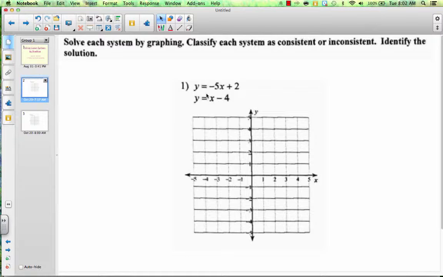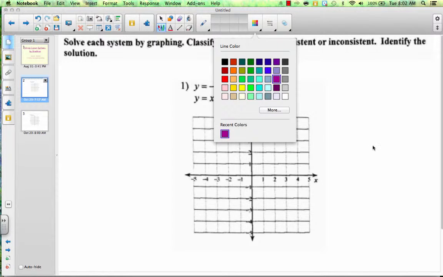We're given two linear equations, y equals negative 5x plus 2 and y equals x minus 4. And we need to graph both of these. So let's go ahead and do that. I'm going to graph them in different colors. We'll start with purple, which is the best color.